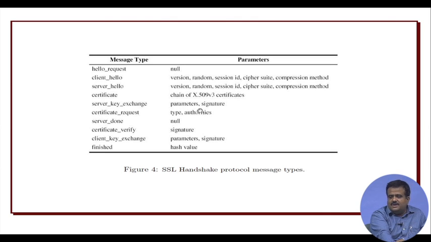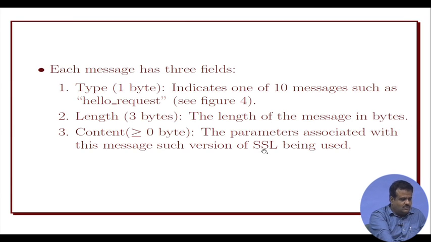Here the parameters are the parameters and the signature, and certificate request is basically type and authorities, and server done has no parameter. Server verify has the signature as its parameter, and the client key exchange has parameters and the signature, and finish is basically the hash value. So, this is basically 10 message types.